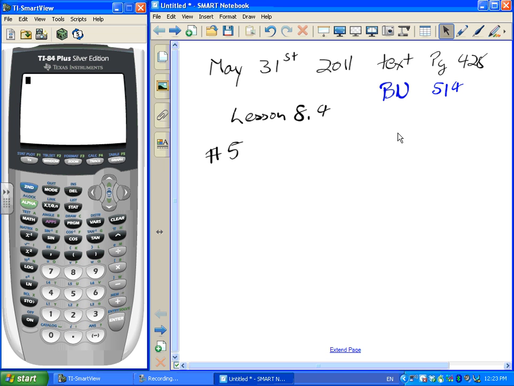Okay, this is 8.4, May 31st. Text page 428, Blue Notebook page 514. We're going to do question number 5, straight out of your homework. It tells you the Earth's distance from the Sun.